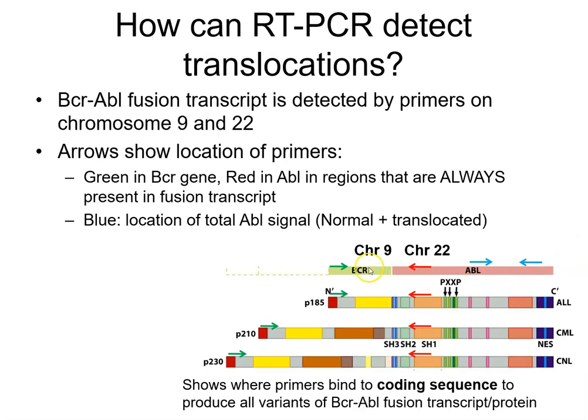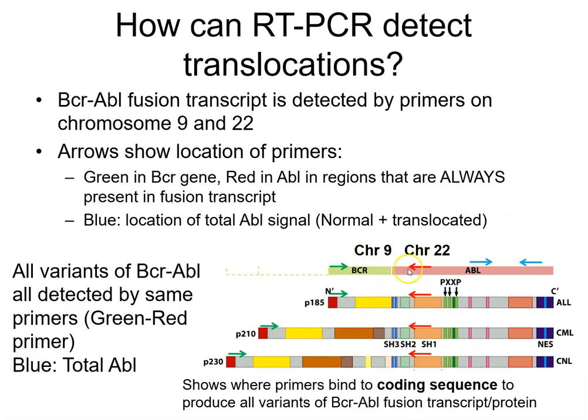The key point that we do here is we have a forward primer in the BCR region on chromosome 9, and we have a reverse primer on chromosome 22. Now, because chromosome 9 and chromosome 22 are effectively fused together, when we try to perform polymerase chain reaction, we get amplification of all the DNA from here to here.